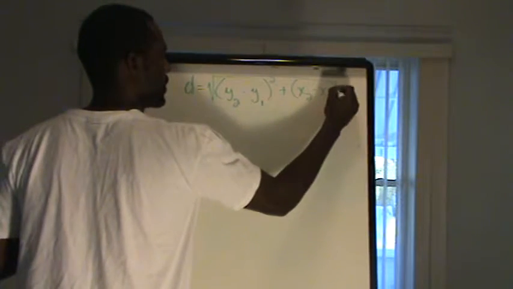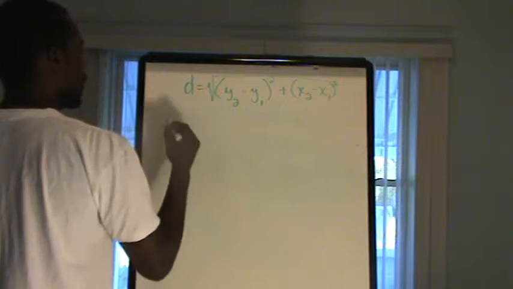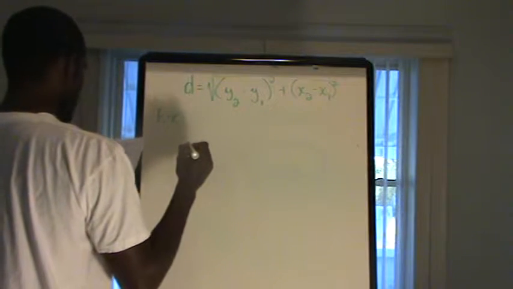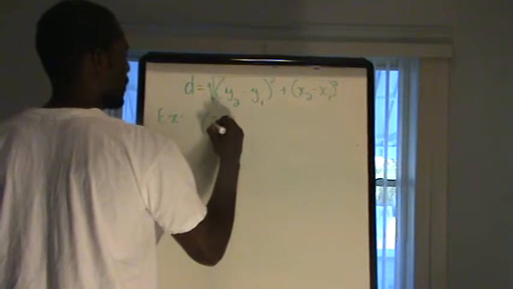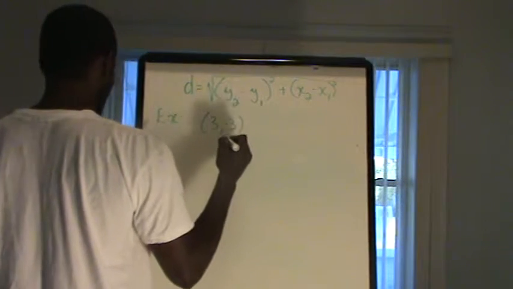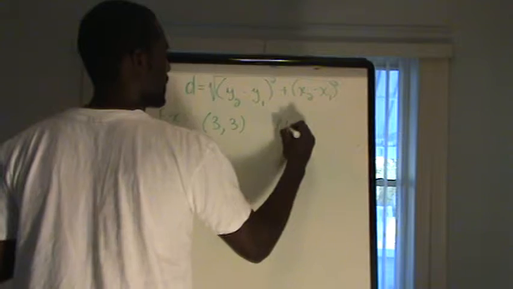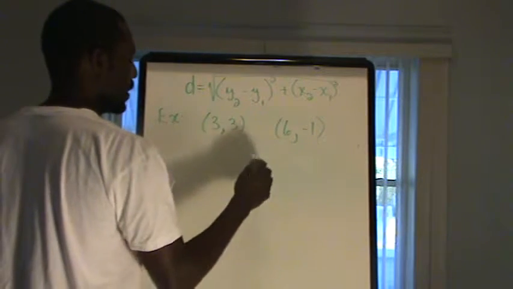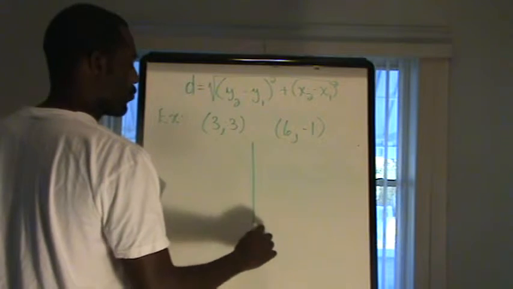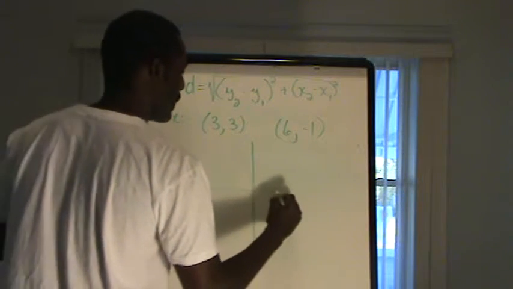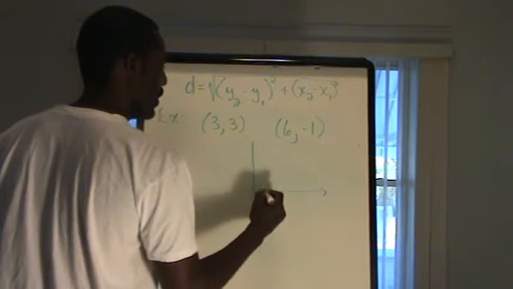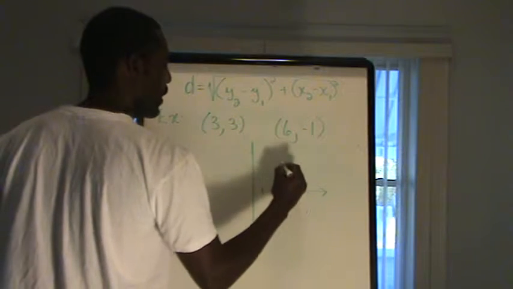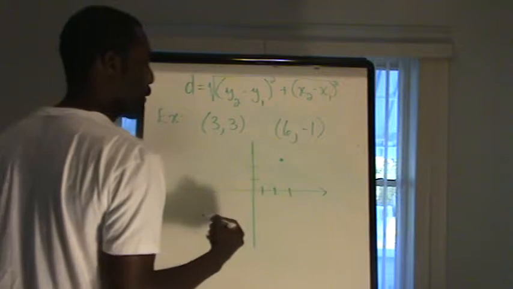x coordinates squared. So for my first example here, if I have two ordered pairs, let's say the ordered pair 3, 3, and the ordered pair 6, -1. Well, just to illustrate again what we're trying to do, if I draw the xy plane here, it's very small here, so 1, 2, 3, 1, 2, 3. Here's the point 3, 3 in the first quadrant.